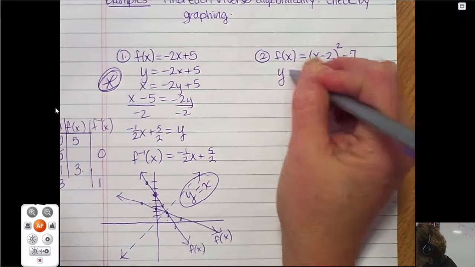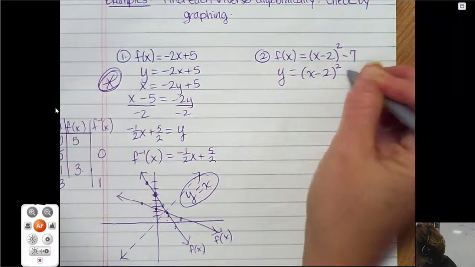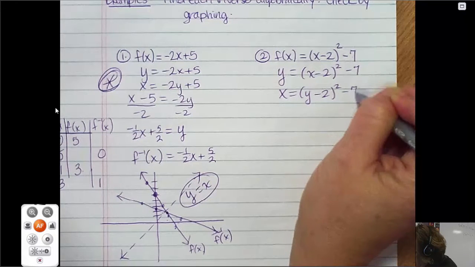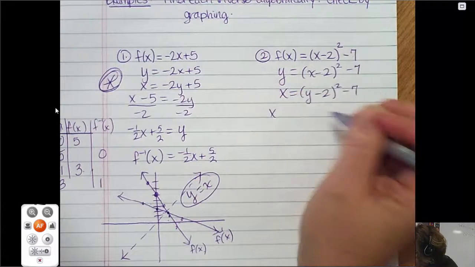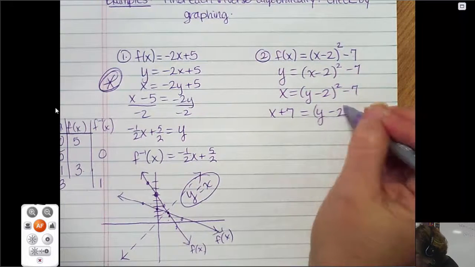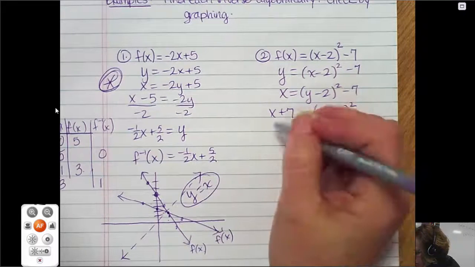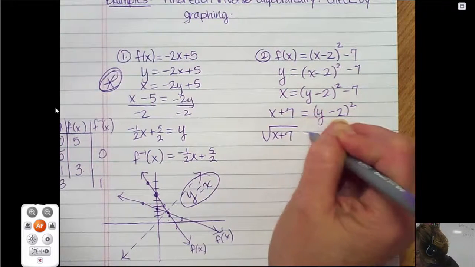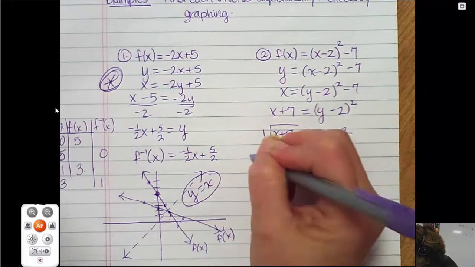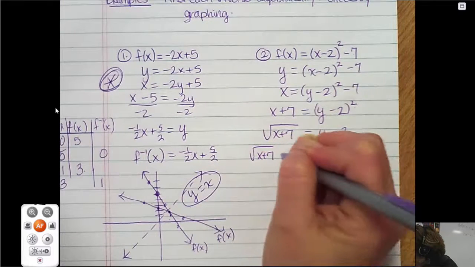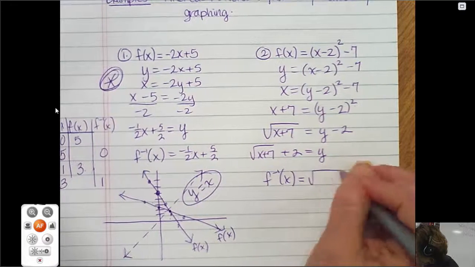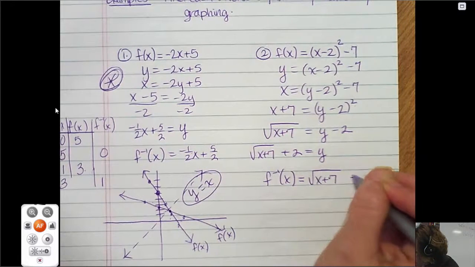So this is y equals (x minus 2) squared minus 7. Switch your x and y and solve for y. So we'll add 7. We will undo squaring by square rooting. And we'll get y all alone. So the inverse of f of x is the square root of x plus 7, plus 2.